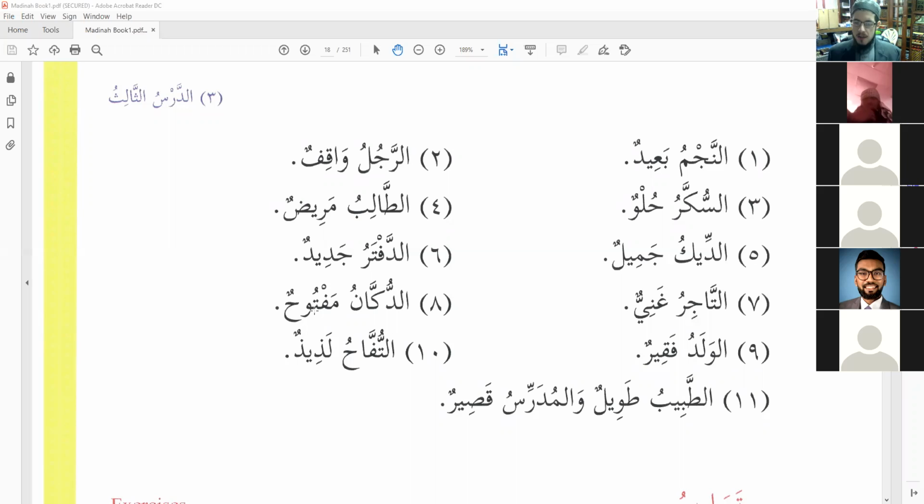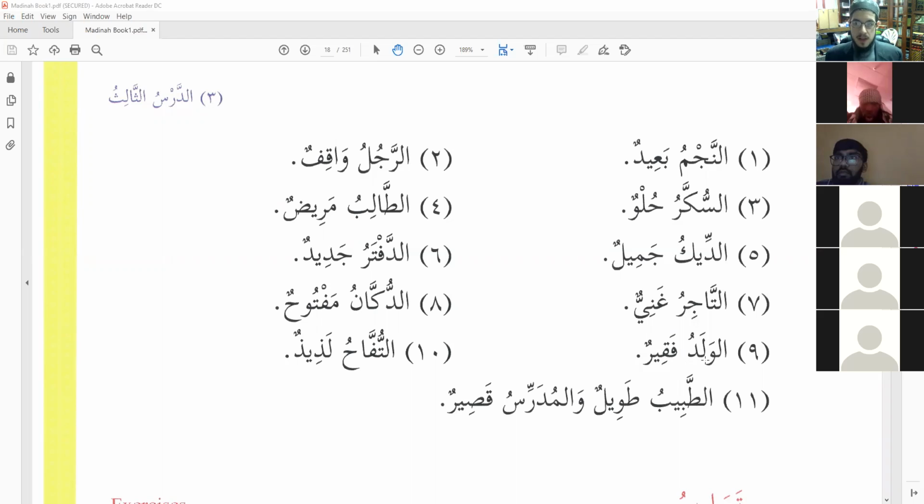Tamim, could you do number 9 for us? الولد فقير. Great. Do you know what that means? The boy is poor. Yes. Excellent work. Faqir is the opposite of ghani. So it's very helpful that we've learned a lot of these adjectives in opposites, right? We have one and its opposite. So faqirun means poor. Al-waladu, the boy, is poor.